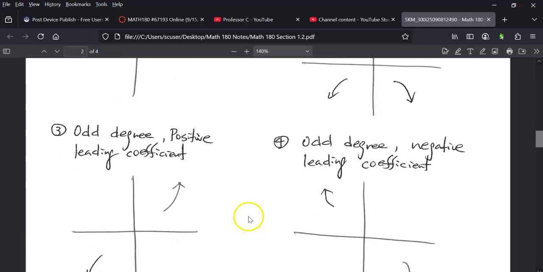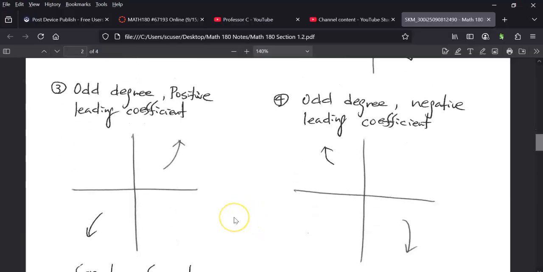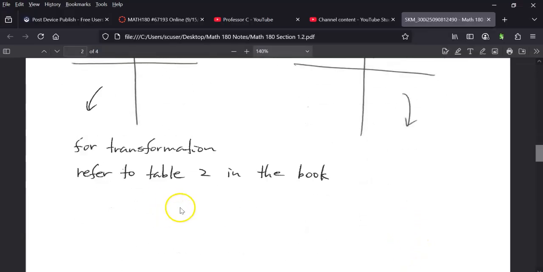Now, on the odd degree, that means x cubed, x to the fifth power, x to the seventh power, and so on and so forth. Same thing. If it's a positive leading coefficient, you'll start on the bottom and end up on the top. And if it's negative, it's the opposite. You start on the top, and your function's ending behavior will be on the bottom. And be sure to look at the transformations. Refer to table 2 in the book as a review.